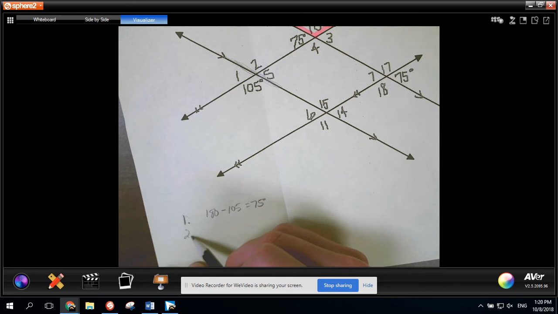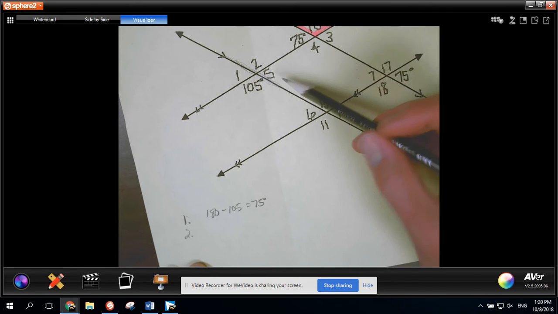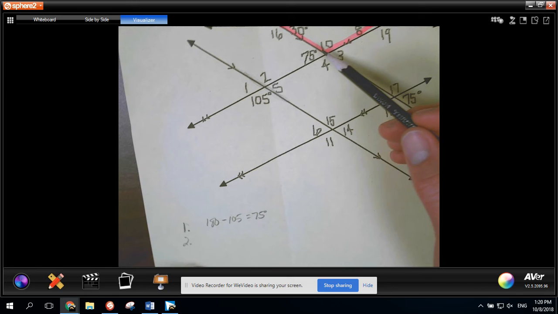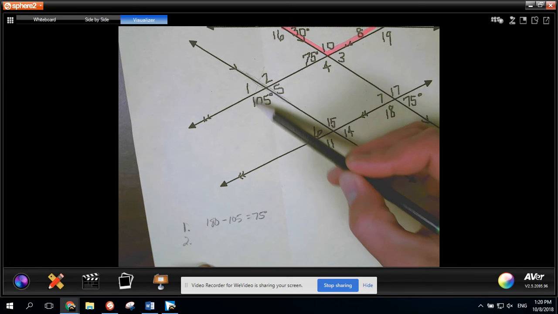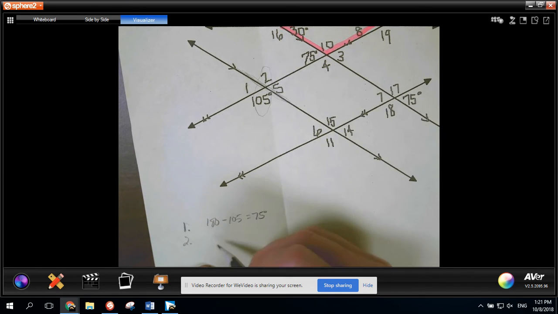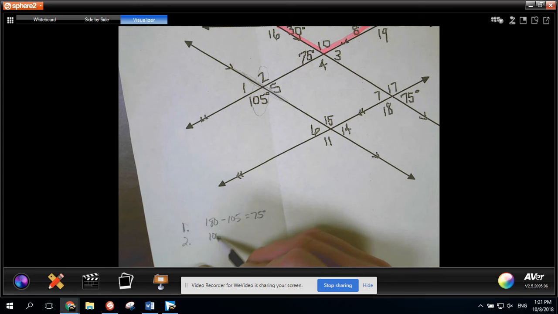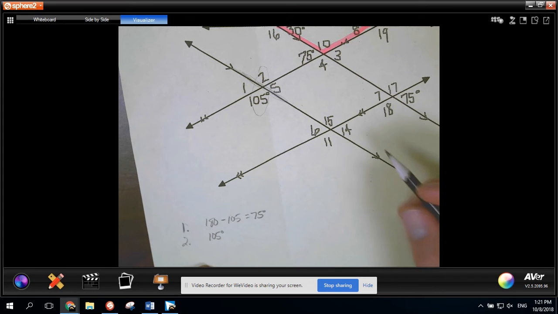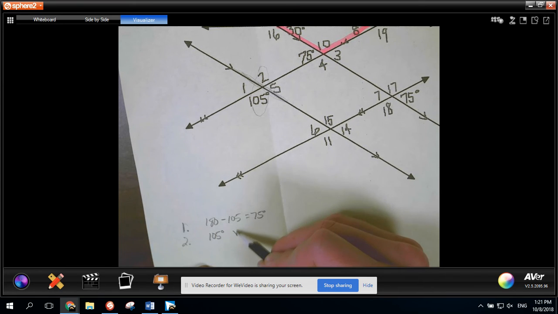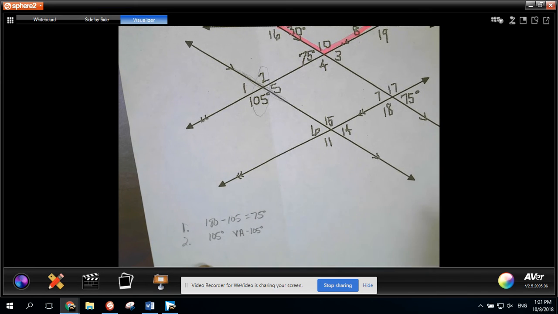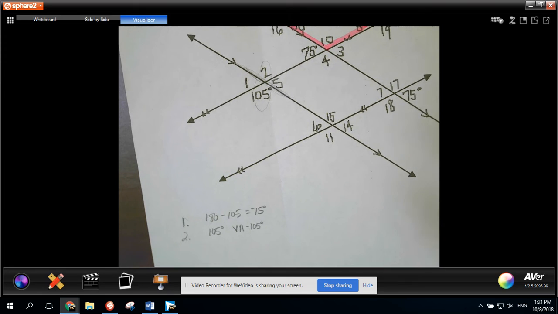If we want to do angle 2, angle 2 is even quicker than the first one. It's vertical with this 105. Which means because it's a vertical angle, it's the same. And then for my justification, I'm just going to put vertical angle with 105 degrees. Okay. Just a couple ways to do that.